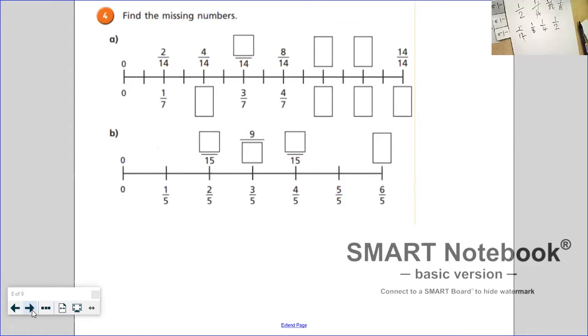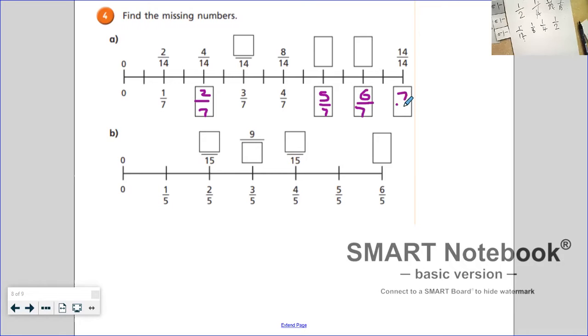So now we can look at here. We've got some missing numbers on here. You can see 2 14s, 4 14s, something 14s, 8 14s. And on the bottom, we've got 7. So we're looking at making equivalent fractions. Well, I can see that these are going up in sevenths. So I've got 1/7, I've got 2/7. I've got 3/7, 4/7, 5/7, 6/7, and 7/7.